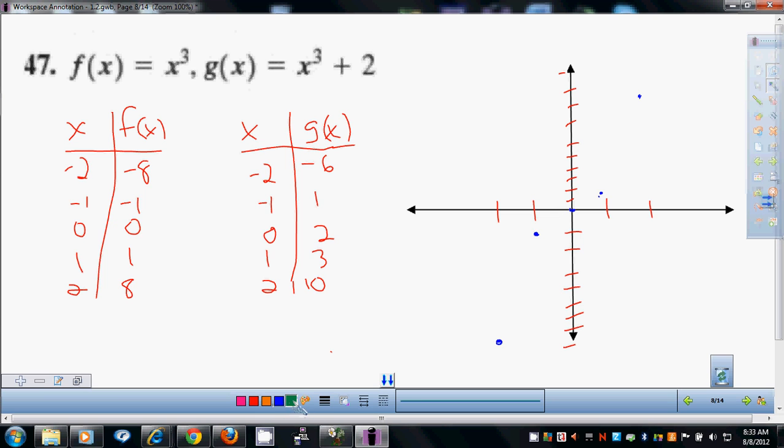g of x, I'll do in green. -2, -6. -1, +1. Maybe I should have chosen a more contrasting color. 0, 2. 1, 3. And 2, 10.